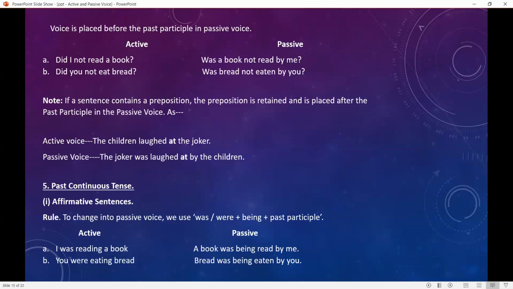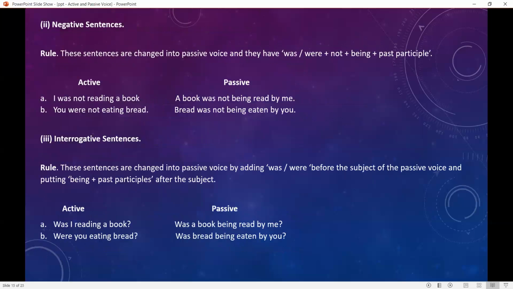The next one is past continuous tense. Under the past continuous tense, affirmative sentences. Let us see what rule is applied for the affirmative sentences to change into passive voice: we use was or were plus being plus past participle. Under active, I was reading a book. Passive, a book was being read by me. Active, you were eating bread. Passive, bread was being eaten by you. So this comes under affirmative sentences.